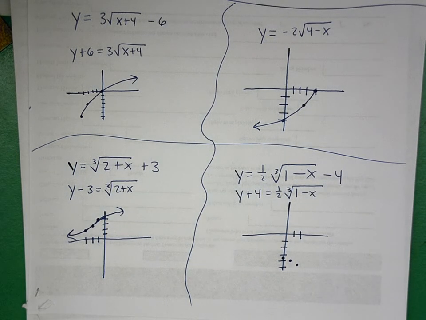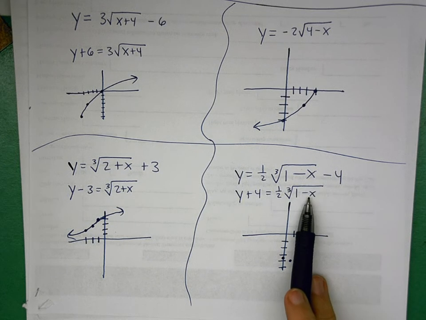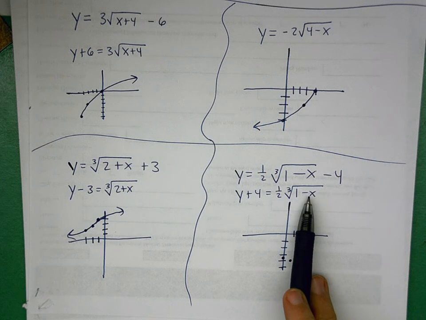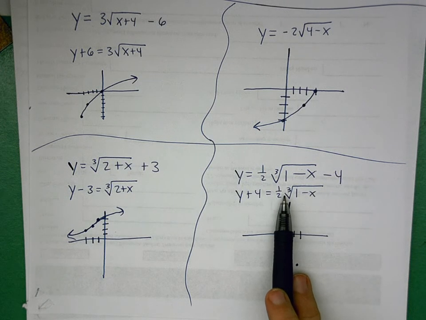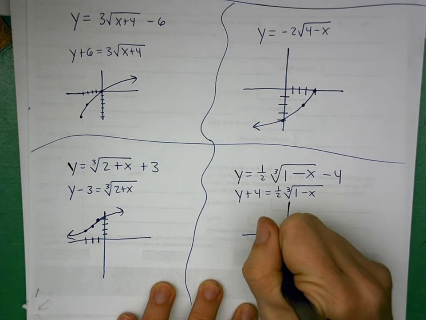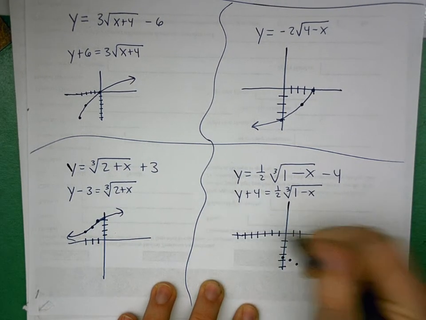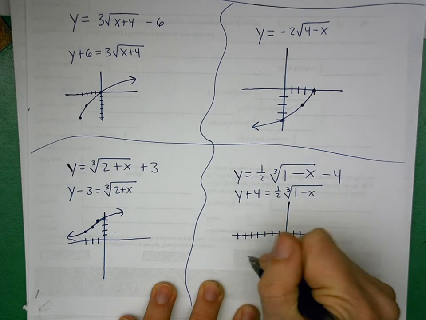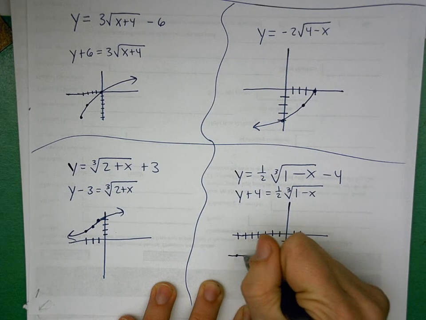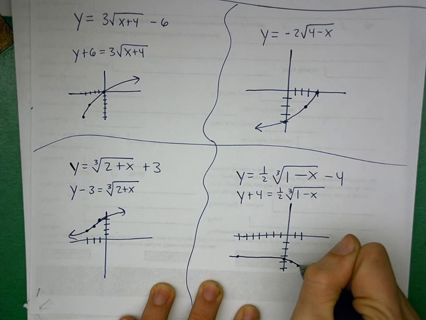Now this one, I will say the outline starts to look a little bit weird, so you might also want to plug in some additional points. Maybe plug in negative 7, because that would give me the cube root of 8, which is 2. Times 1/2 is 1, minus 4 is negative 3. 3, 4, 5, 6, 7. And so maybe you want to plug this in as well, just to give you kind of an aiming point, which you don't have to.